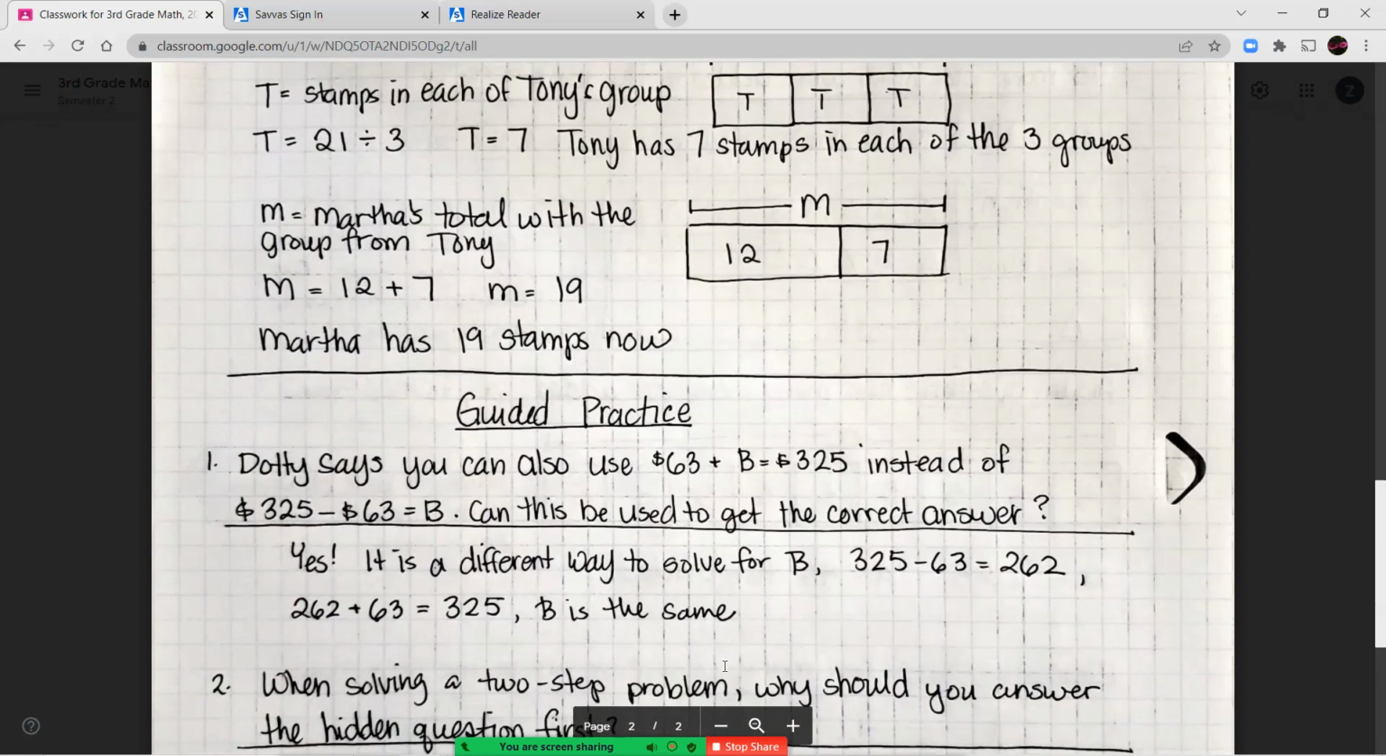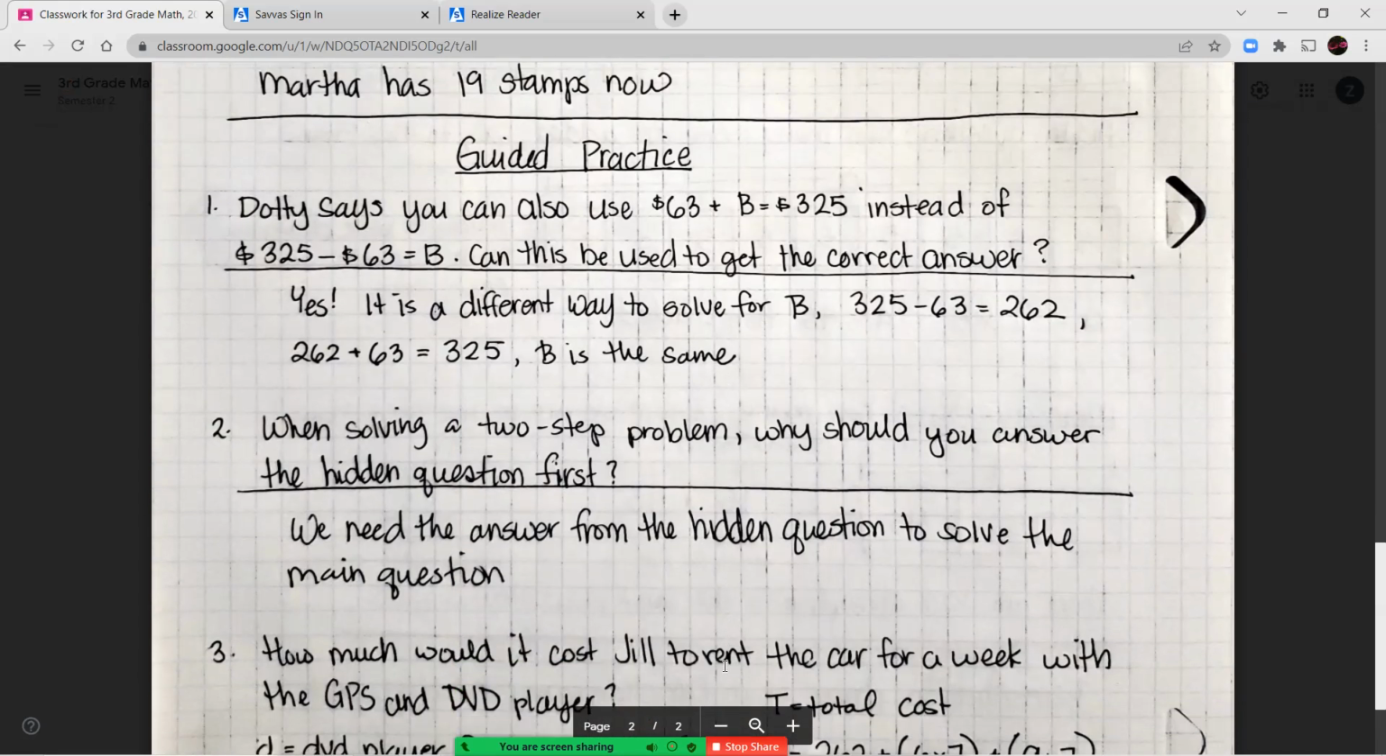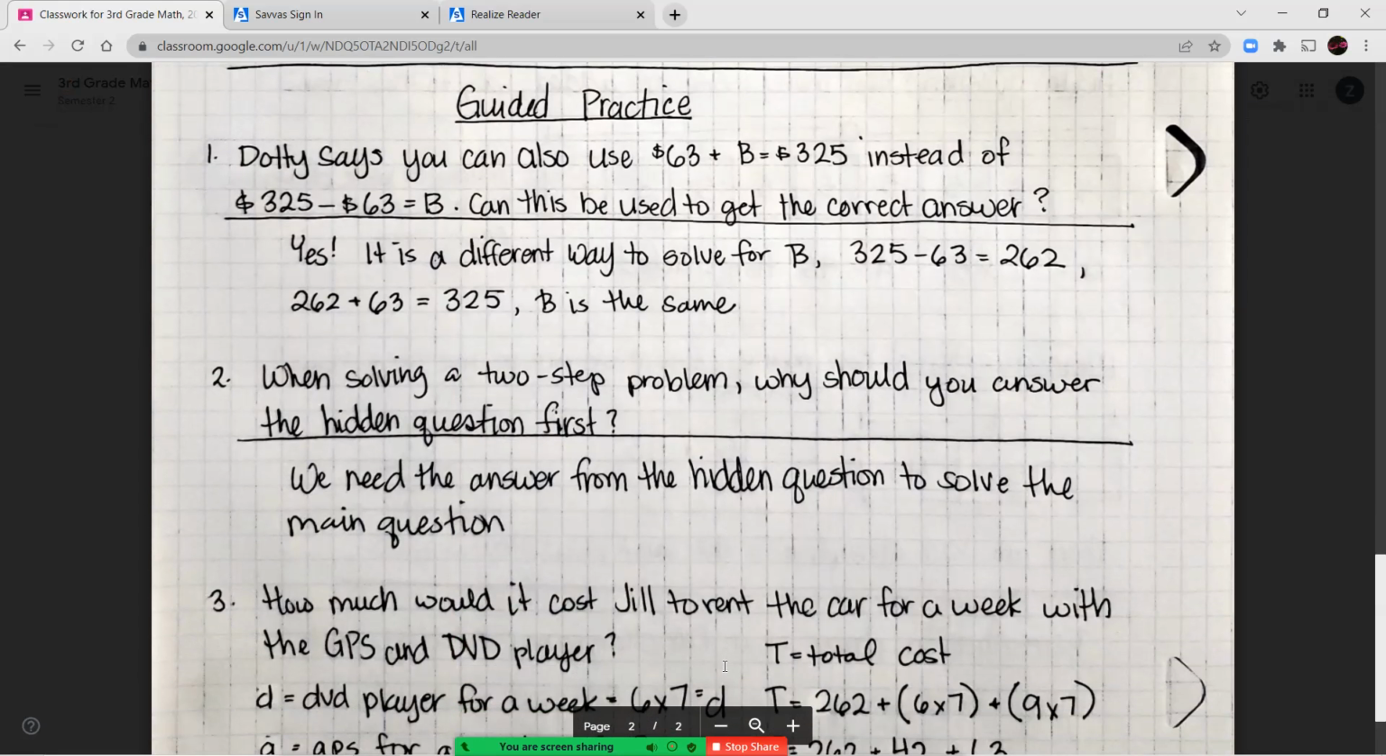Let's take a look at our guided practice for this lesson. Question number 1 says, Dottie says you can also use 63 plus B equals 325 instead of 325 minus 63 equals B. Can this be used to get the correct answer? Well, yes, because we're just looking at this equation in a different way. We're solving for B in a different way. If you look at these as part of a fact family, you're just arranging it a little bit differently, but your answer will stay the same.